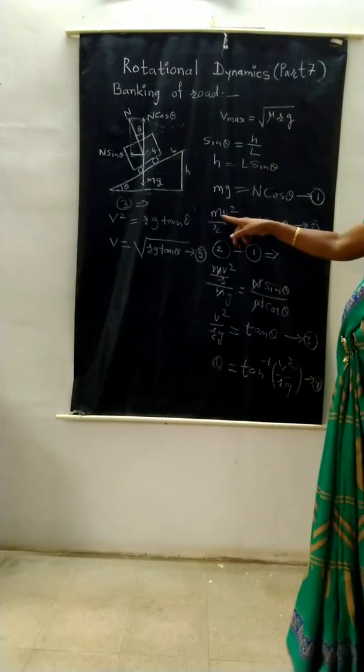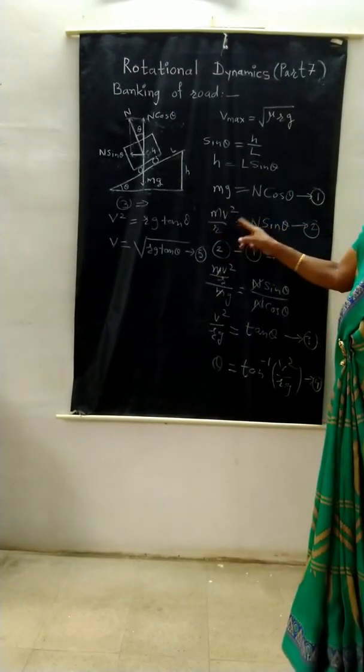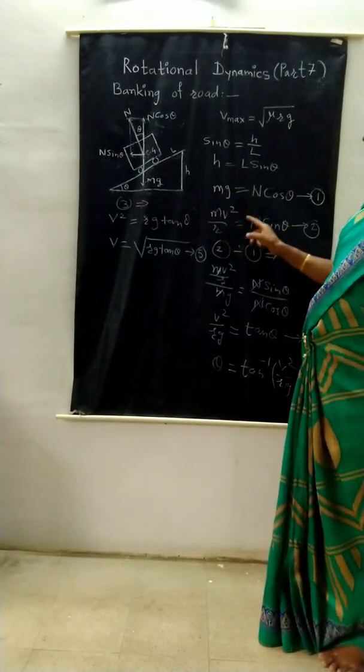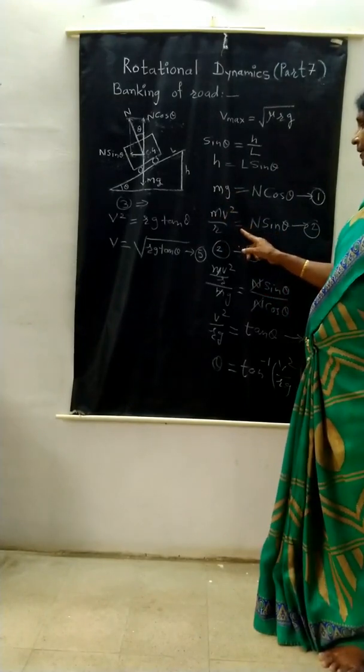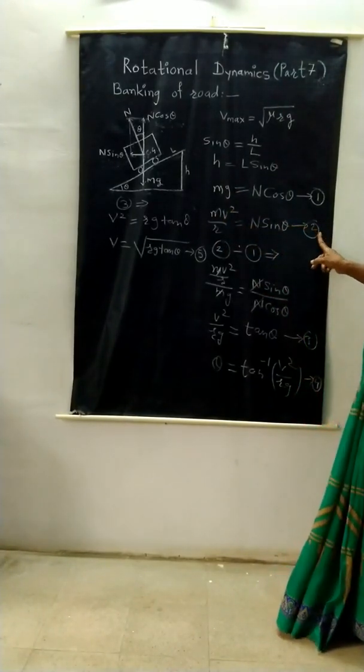Hence, we write mv square by r. What is mv square by r? It is the centripetal force, the centripetal force required for circular motion. It is provided by N sin theta. So, this is our second equation.